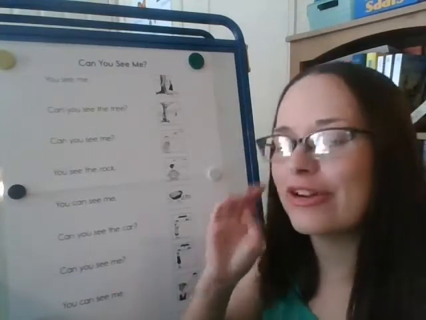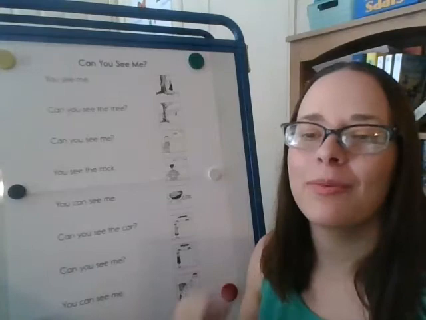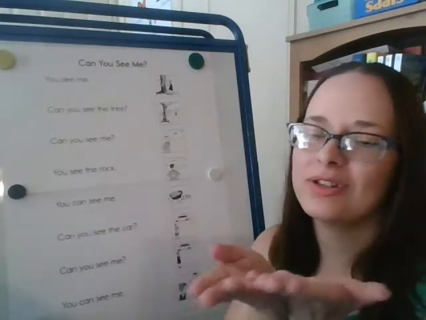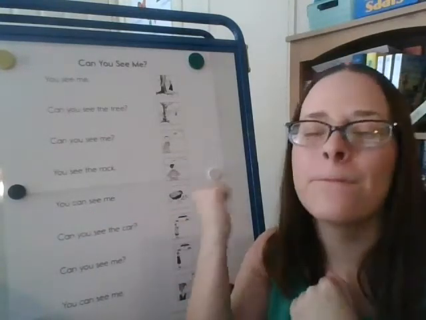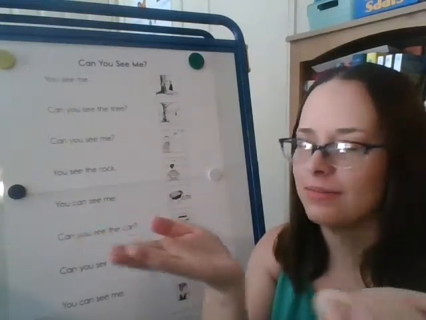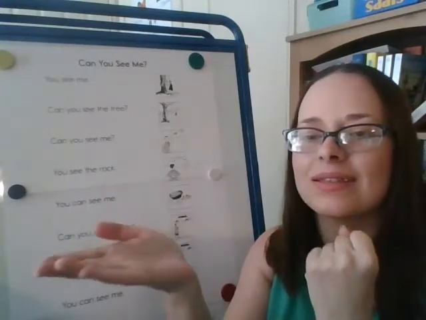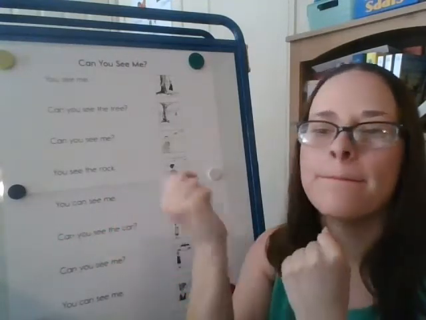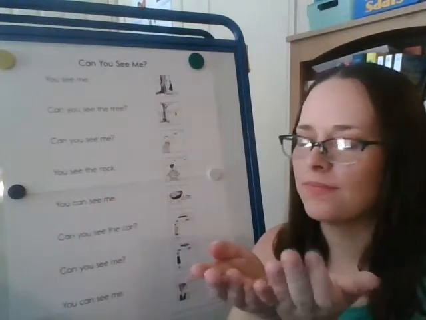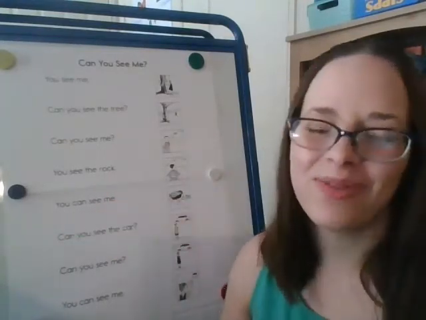Good job reading. We're going to move on to blending and segmenting our words. Remember with blending, I'm going to give you the onset and rhyme. I want you to put them together into a word. An. An. An. It. It. It.